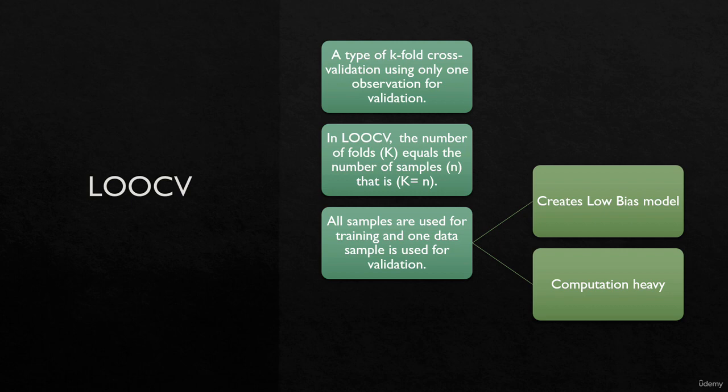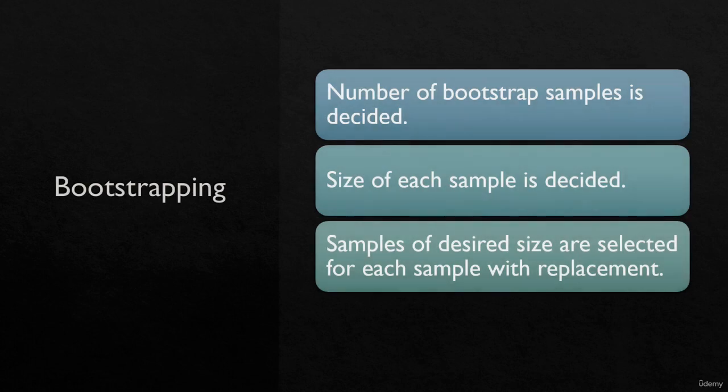As a result, we end up creating a model which has low bias, but since we have to repeat it for n number of samples, it is computationally heavy. Another technique that we have is called bootstrapping. In bootstrapping, the number of bootstrap samples is decided, and based on that decision, we randomly select the data with repetition.